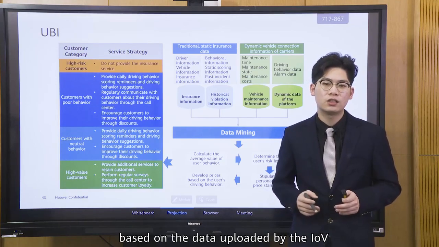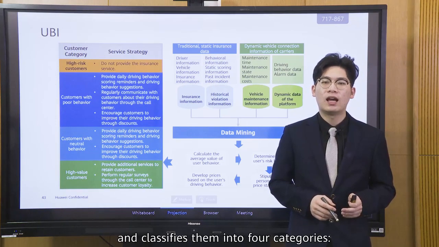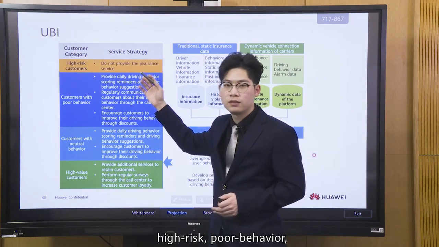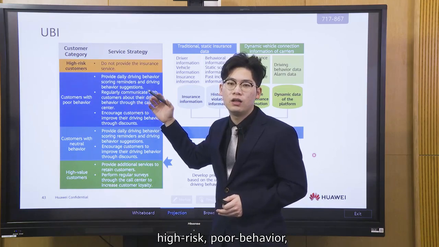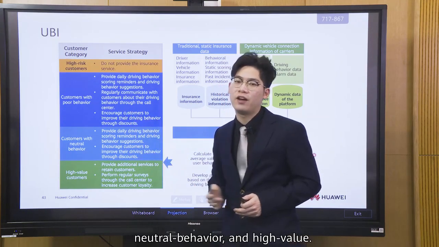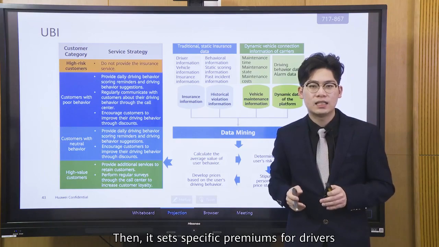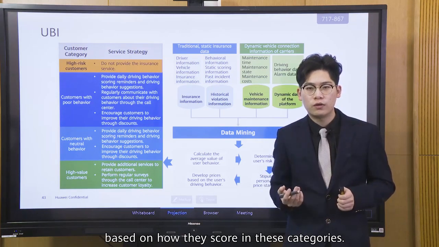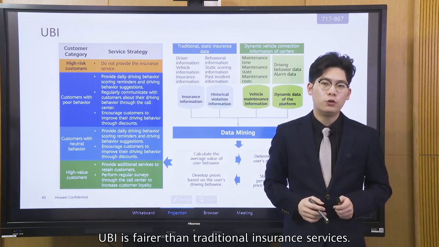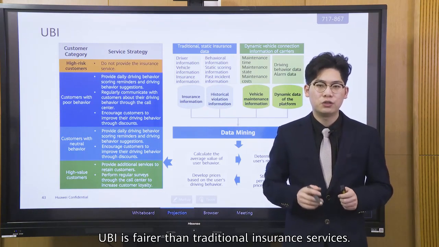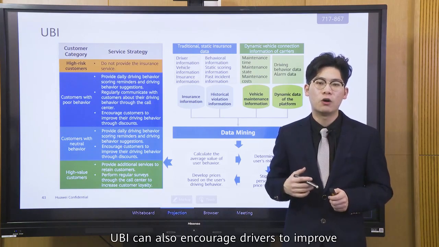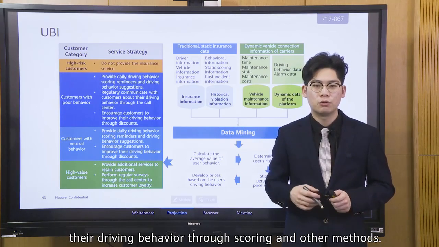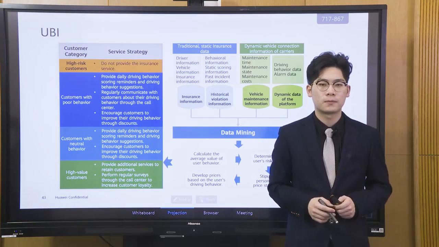First, it analyzes drivers' driving habits based on the data uploaded by the IoV and classifies them into 4 categories: high risk and poor behavior, neutral behavior, and high value. Then it sets specific premiums for drivers based on how they score in these categories. UBI is fairer than traditional insurance services. UBI can also encourage drivers to improve their driving behavior through scoring and other methods.